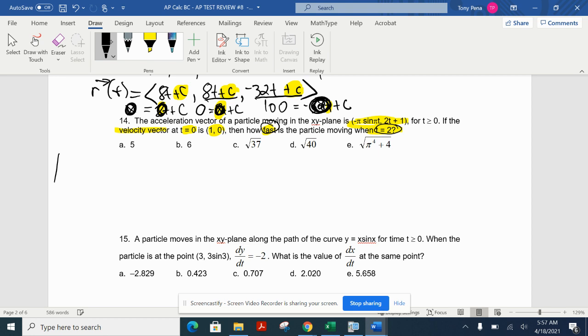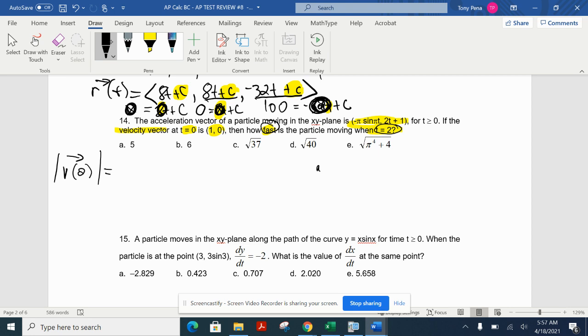The way we would evaluate that, we would want the magnitude of our velocity vector at the time of 2. That's the answer to this question. We first need to get our velocity vector because all they gave us is our acceleration vector, then evaluate it at 2, and then we go ahead and find our speed.